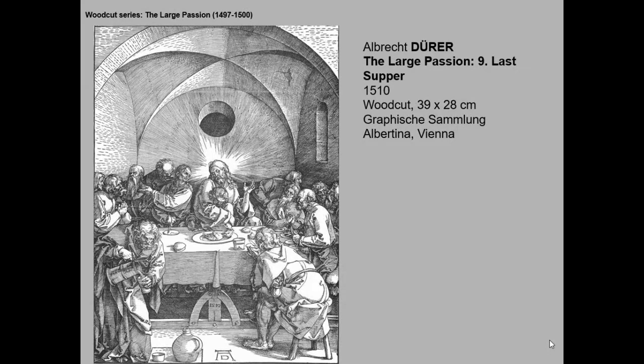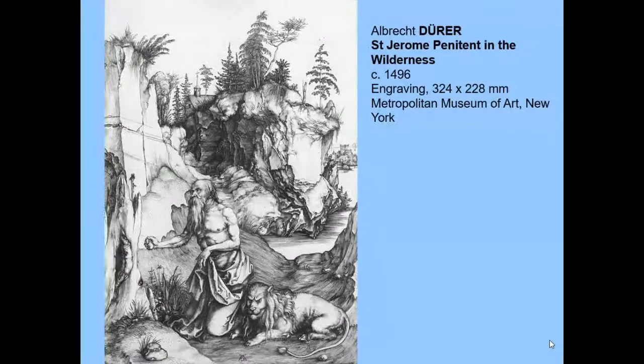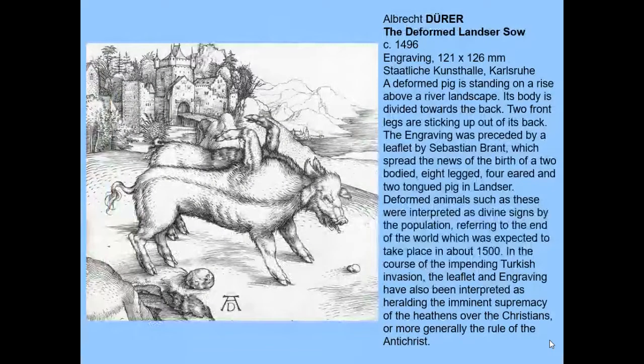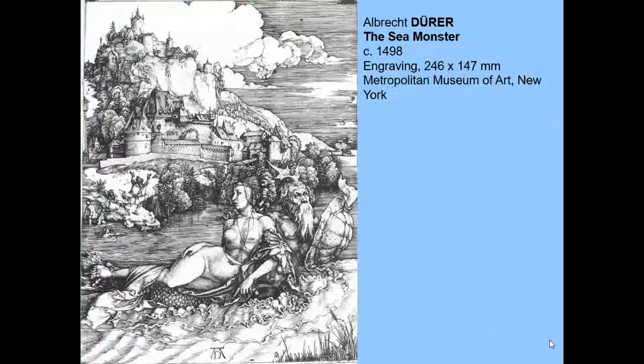Here in terms of their size, this is the scenes from the Passion. This is his version of the Last Supper. Christ in limbo, he's being tormented. And then these are engravings from the 1490s into the early 1500s in the wilderness. For witches, there's so many to look at, and I've included a bunch more than these for you to see.